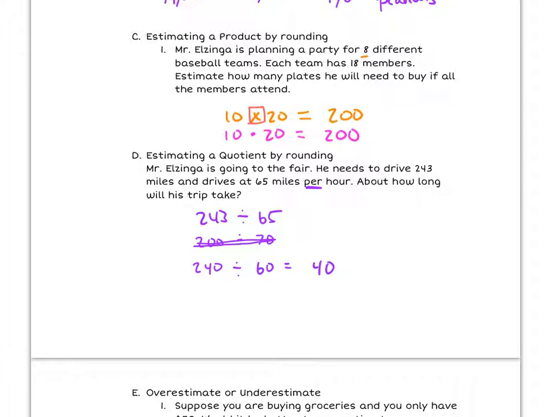Another one you could have done is you could have gone up to 280 or down to 210, and then the other one made it 70 because 7 fits into 21 and into 28 pretty evenly.